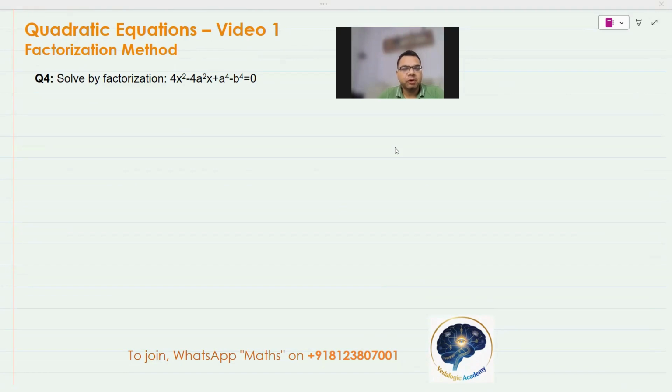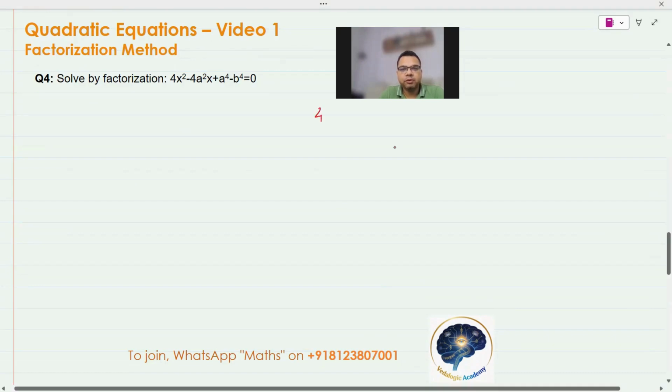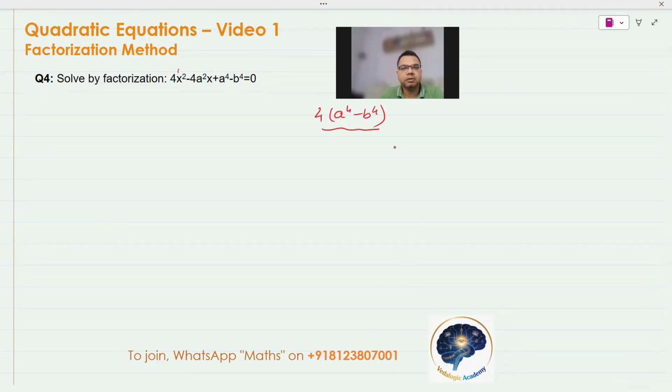Okay. So what we are going to do here is we have 4 into a to power 4 minus b to power 4 as the multiple of x coefficient and the constant coefficient, and we have to divide it into two parts so that I get 4a square. So I'll leave 4 separately. I can anyway get 4 here. What I have to mainly do is divide a to power 4 minus b to power 4 in two parts such that I get a square. How will I get it?